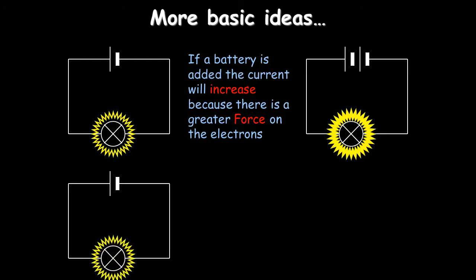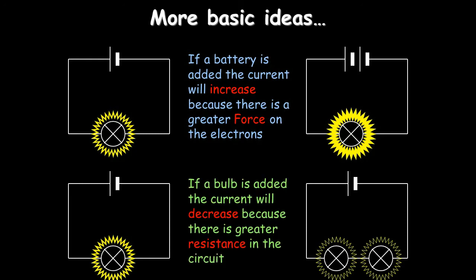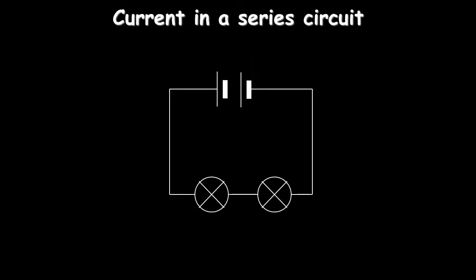What happens if you add more than one bulb then? If you've got two bulbs in series, and a series circuit means it's all in one loop, the current has got to go through two bulbs. So it's got to share its energy out between the two. It sees what's called more resistance, and that resistance means there's less current. So let's look at that in more detail.